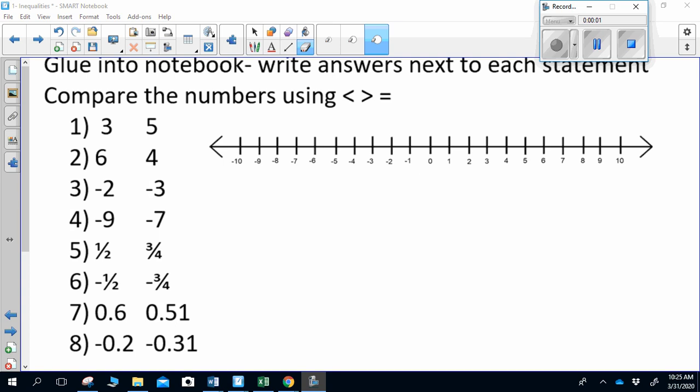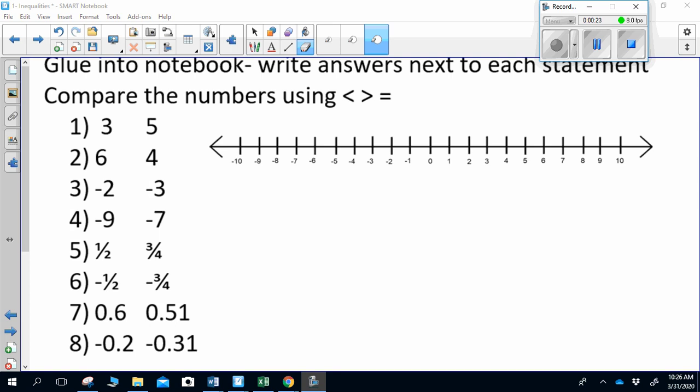So please make sure that you've copied all of these numbers into your notebook. Don't just put the symbols down in your notebook because it won't make any sense without the numbers around them. So today we're going to be talking about something called inequalities. Inequalities are things that are not equal to each other. Sometimes they're greater, sometimes they're less, sometimes they're the same, and so forth. So this is what we're going to be looking at.